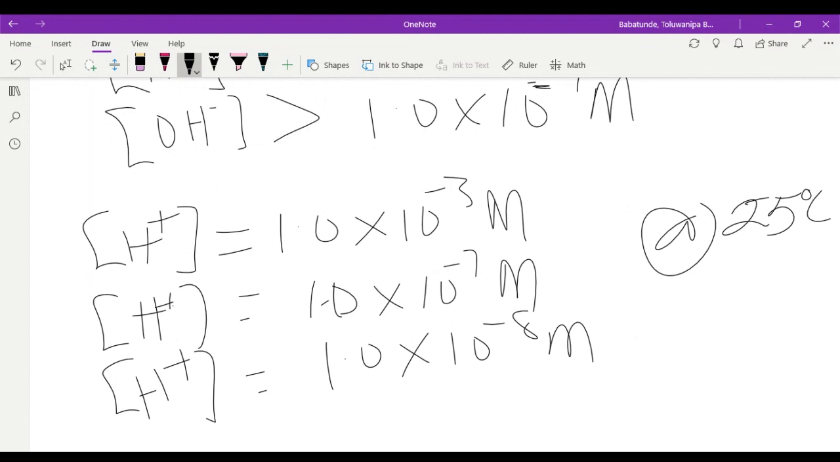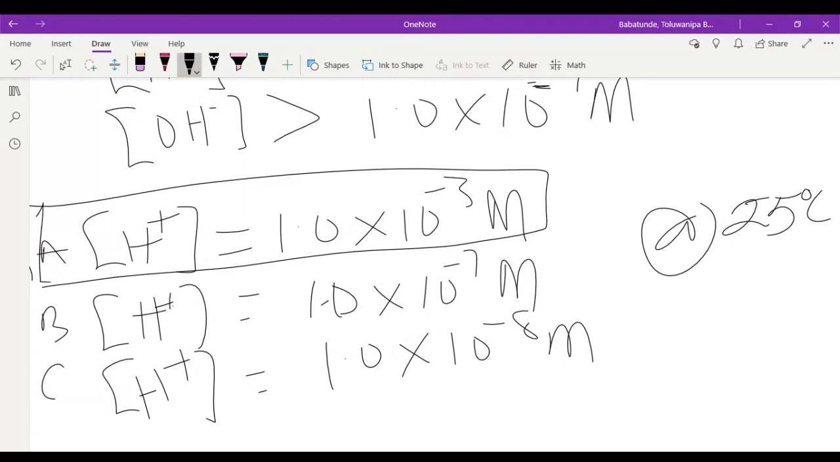So we just need to look at the values of this. At room temperature, we have A, B, C. At room temperature, this one is going to be the most acidic solution that we have.